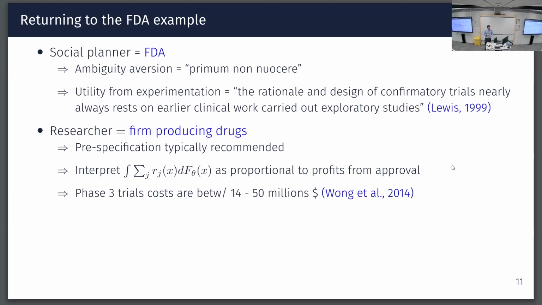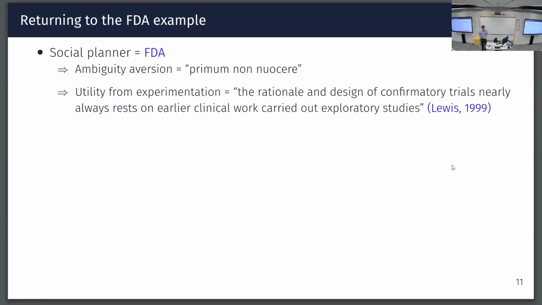Okay, then we think about the researcher who is a firm producing drugs. Sorry, I'm just slow here, but for the utility from experimentation part, there is some kind of implicit argument that the information might be used for different purposes. Yes, that's exactly right. But you think the information content is independent of outcomes, it really depends on whether or not the experiment is conducted. Yeah, so we think about this component.